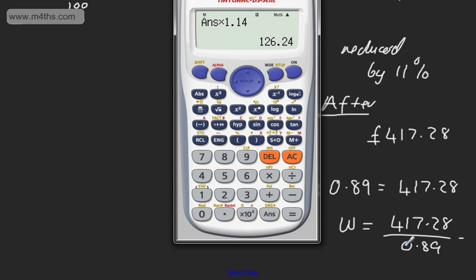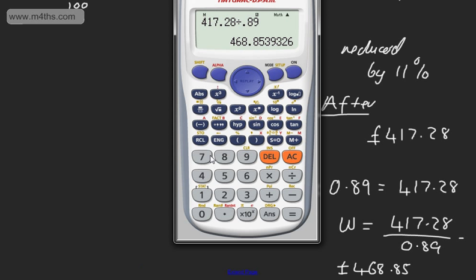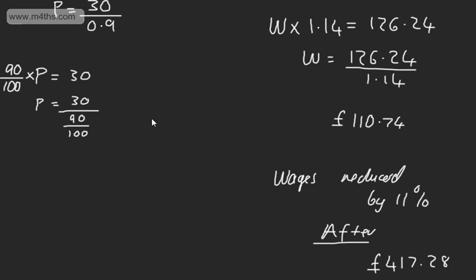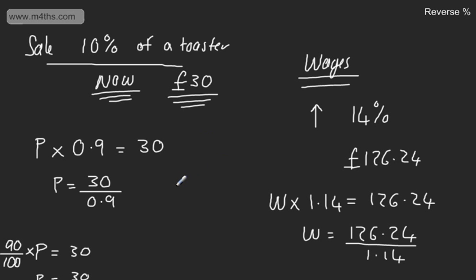So straight to a calculator, we will look at what my wages were before. We can see dividing by a number between 0 and 1 is going to make this value bigger. So we divide 417.28 by 0.89, and that will tell me that my wages before were £468.85, before I had a wage reduction of 11%. Again, all of these examples are open to interpretation with the rounding, but this is showing you the method that you need to learn. So there we go.